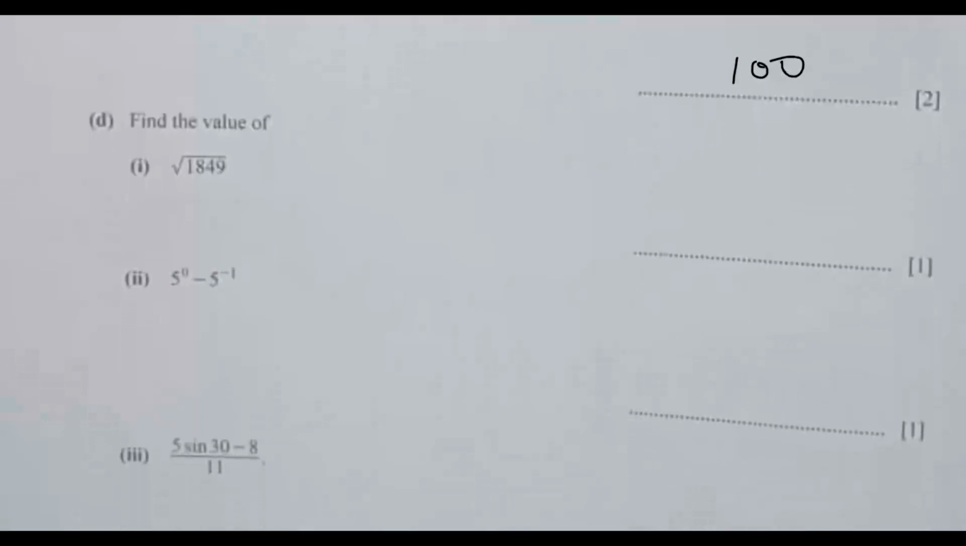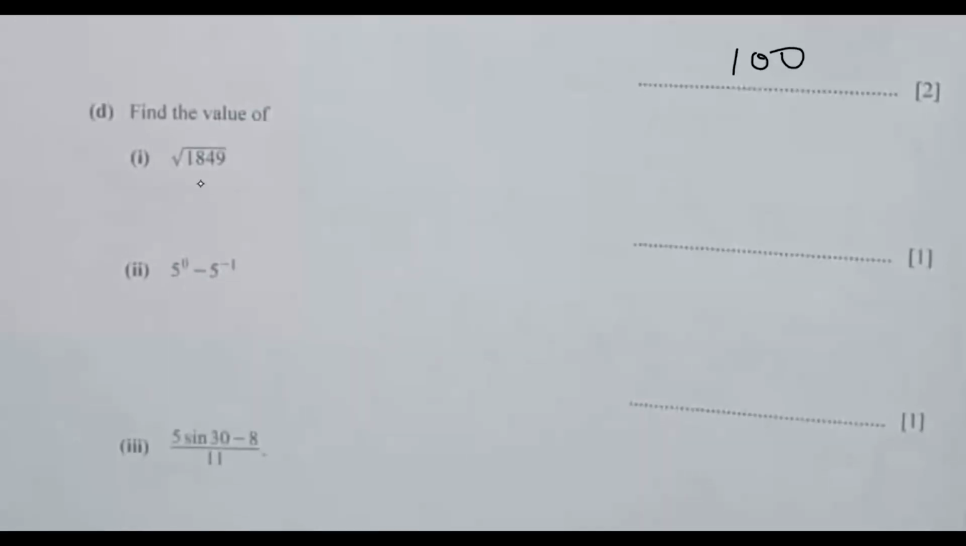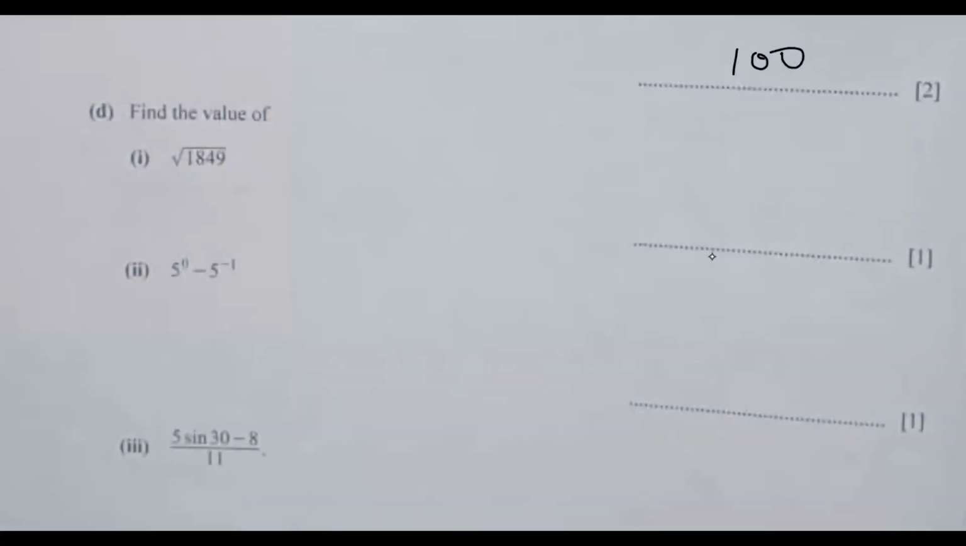So let's scroll down to part D. Find the value of the square root of 1849. You can easily make use of a calculator and that will give you your answer straight away. So the square root of 1849 is 43.